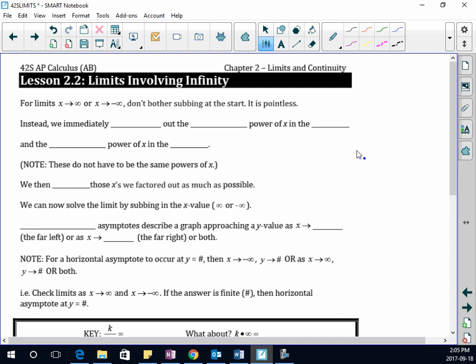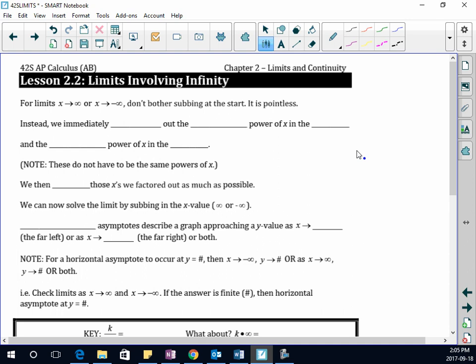Okay, so for limits involving infinity, this is when x approaches infinity or x approaches negative infinity. You can't sub in something that actually doesn't exist. Do you understand that? It's pointless. So actually when you get these questions, it's very easy if you understand what to do.